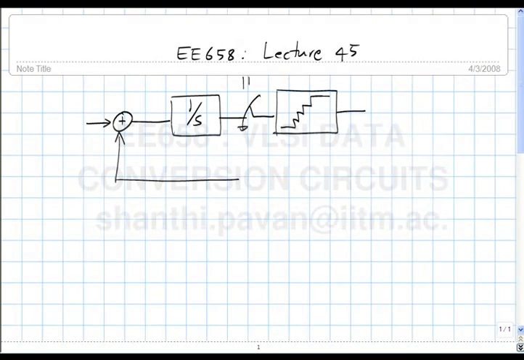The sampling rate is 1 Hertz. This is V. This is Y of T. This is Y of N or Y of K. This is V of.